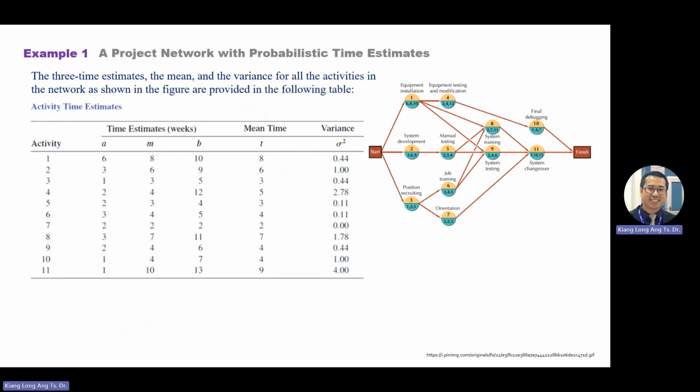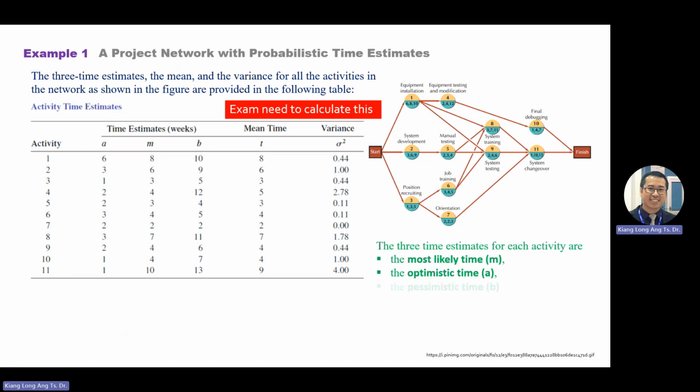So usually we give you activities, time estimate, in brackets, weeks or months. So we give you A, M, and B. You need to calculate the mean time and variance. Mean time using this formula. Variance using this formula. So we expect you to build this. So in my slides, I highlight there already.